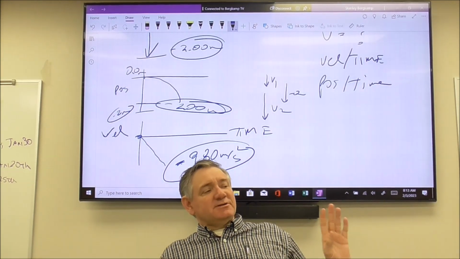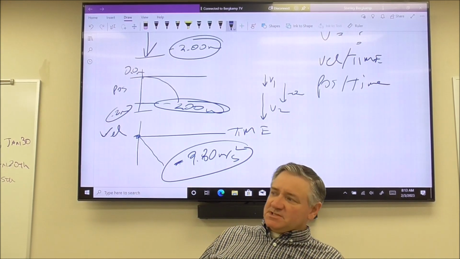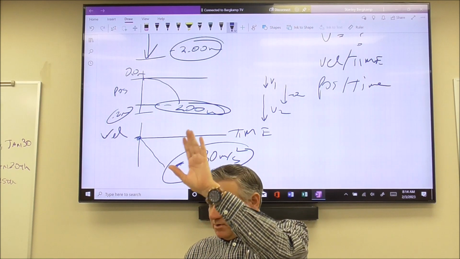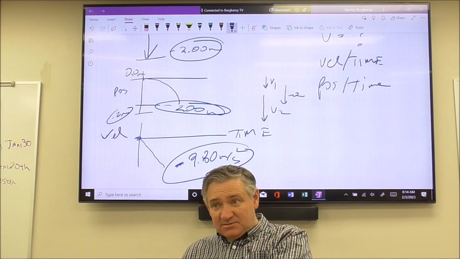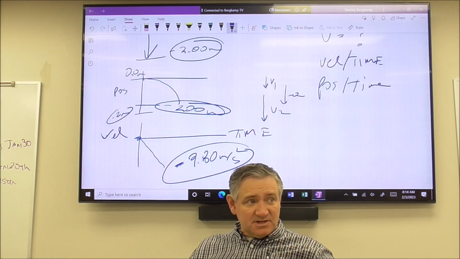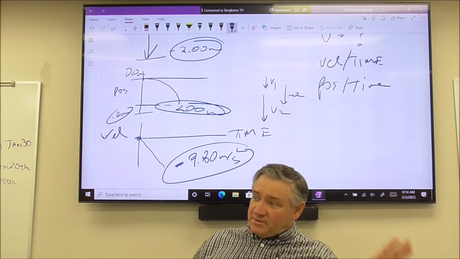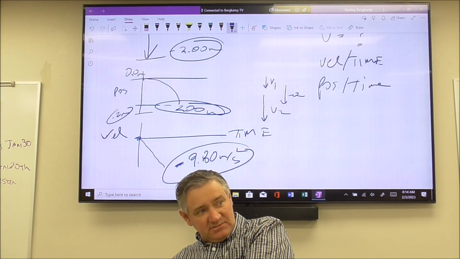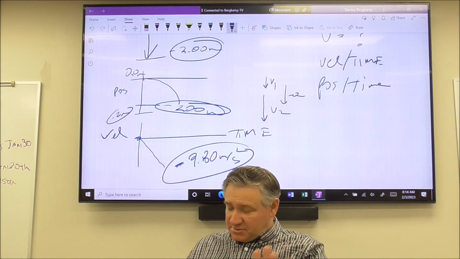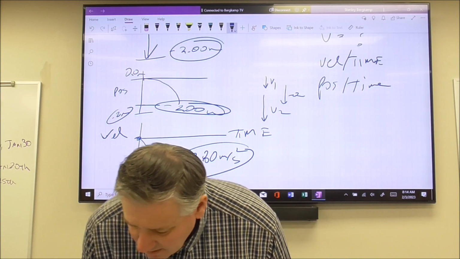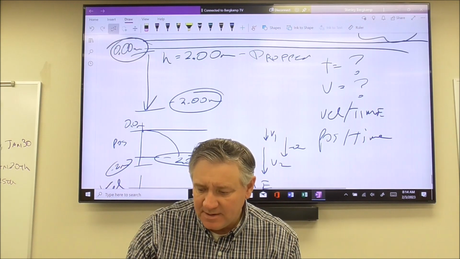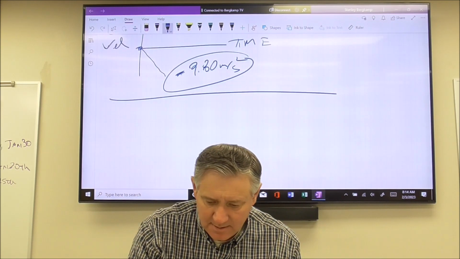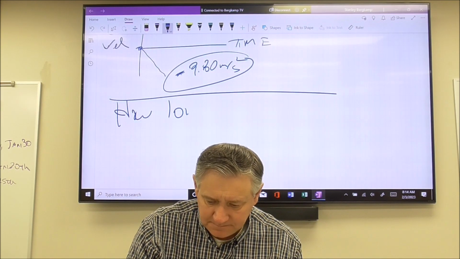So now, here's what I want you to see. We've painted the big picture. We've figured out what the position time graph is going to look like, what the velocity time graph is going to look like, and we know the direction that my velocity vectors are changing. We know the acceleration vector is going to point downward. We have all this stuff. Now we can tackle the mathematical side of it. The first thing I want to figure out is how long it's in the air. So let's do the how long.